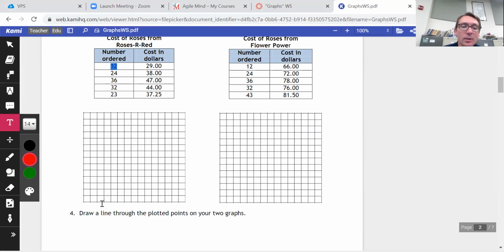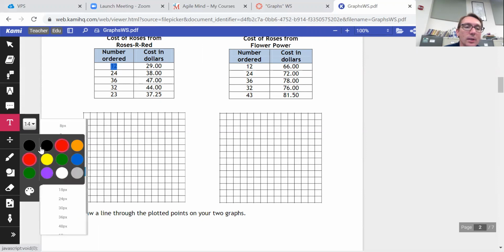So we're going to go 10, 20, 30, 40, 50, 60, 70. We're going to count by fives. So each of these squares is 5. So this is going to look like so.